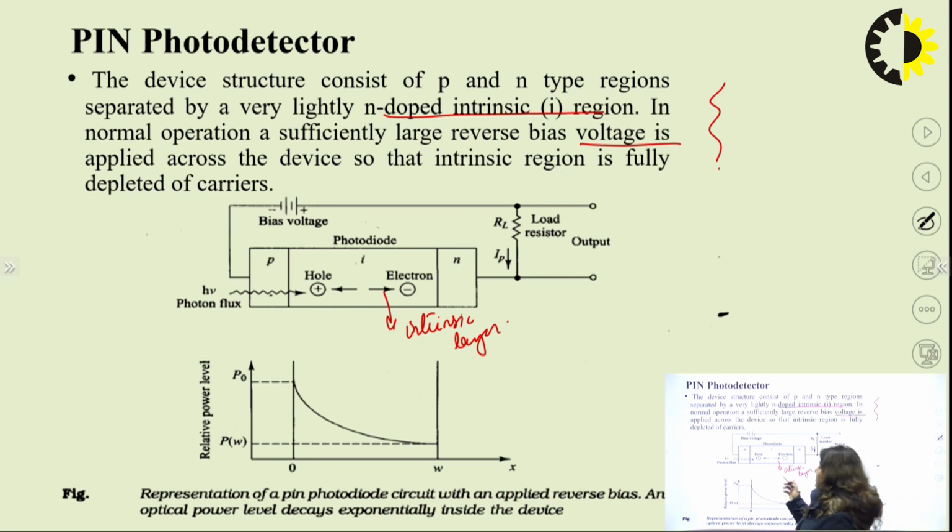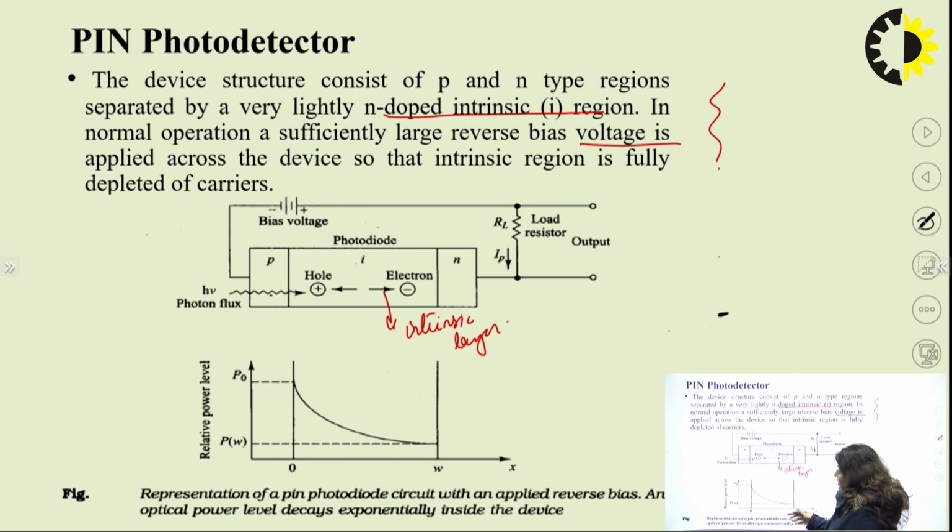Here when we provide negative biasing, that is, the negative terminal is connected with the p side and positive to the n side, obviously the electron-hole pairs generated from the light will move towards their opposite poles. Holes will be attracted towards the negative polarity and electrons will be attracted towards the positive polarity. So there will be less flow of current due to these minority charge carriers.